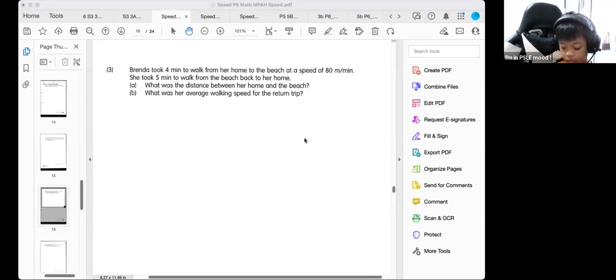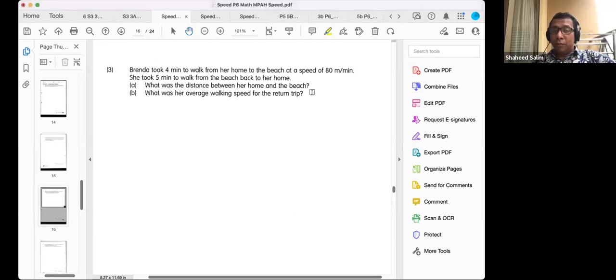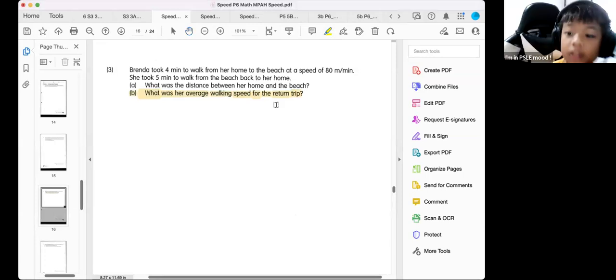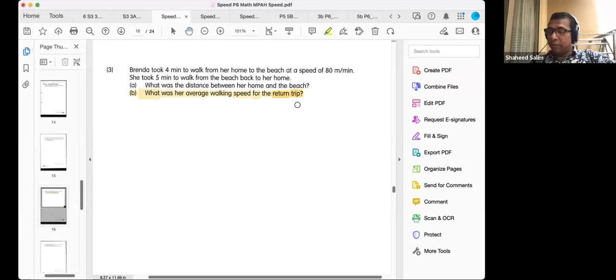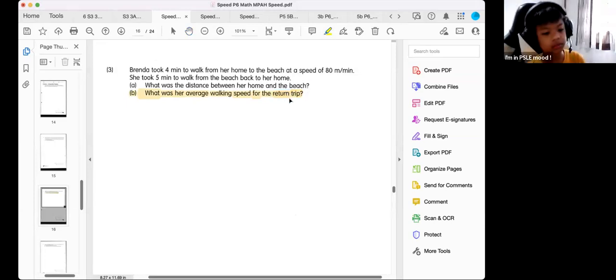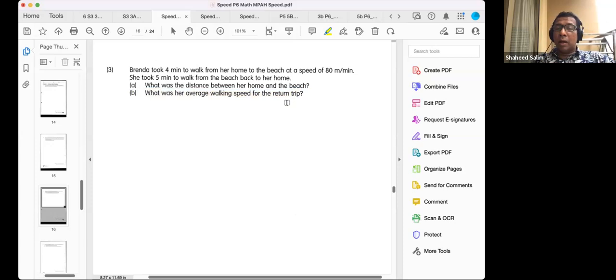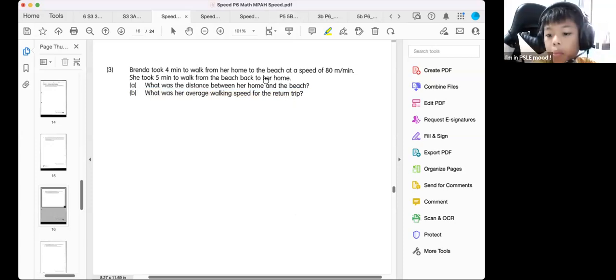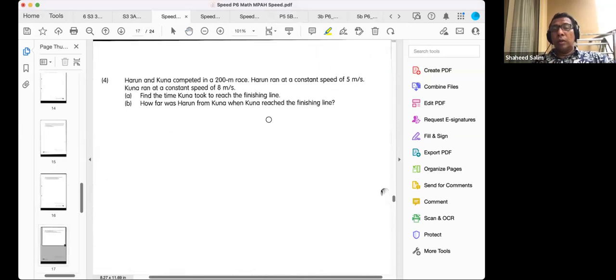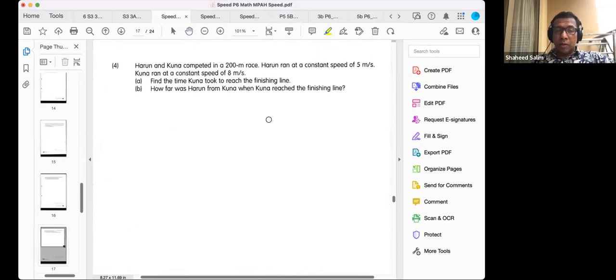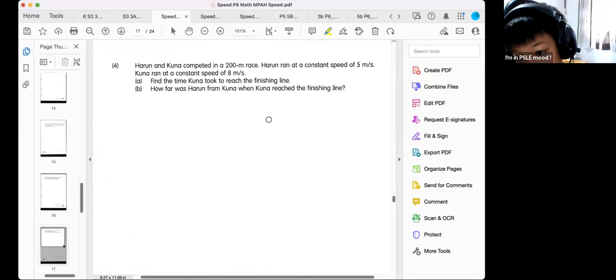Hey, no. Sorry, we got to read carefully. I didn't read it carefully. For the return trip, 320 divided by 5. And your answer is? 64 meters per minute. Easy, right? We do one last one before we go to the prelim papers. And then if we have time, we come back here.